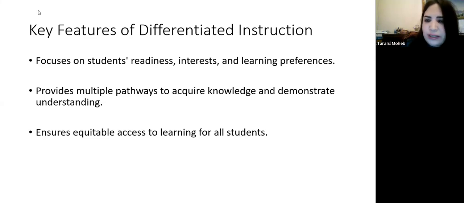Learning preferences means that students handle material in different ways. It provides multiple pathways to acquire knowledge and demonstrate understanding. We don't only focus on one pathway or one method like from a long time ago. No, we should diversify the material, the language, the knowledge, and the activities also, ensuring equitable access to learning for all students, because all students have the right to learn.